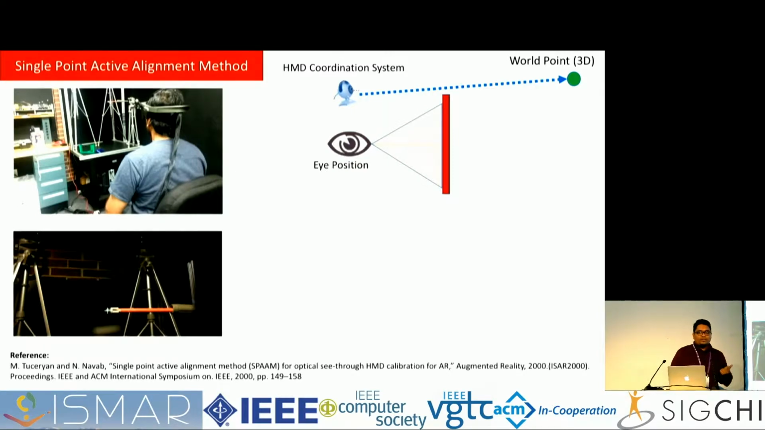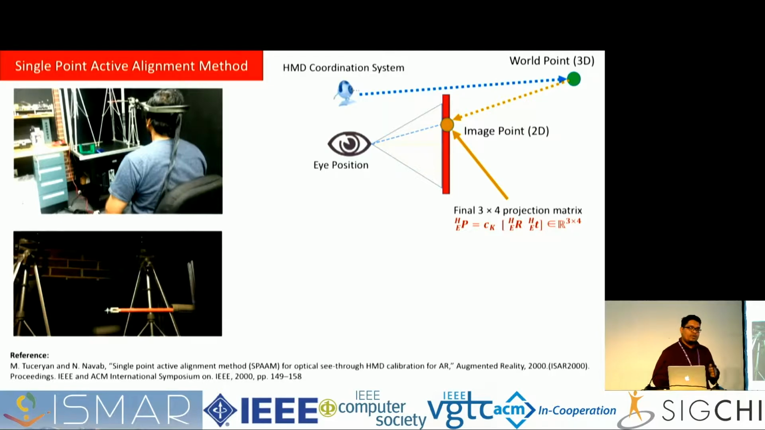So in our study, we have used the most widely used manual calibration method, the single point active alignment method, which is described thoroughly by Tuceryan and Navab in their research paper. The method works in the same manner that I have described earlier. We have an eye-head-mounted model, we have a world point, and through the projection matrix, we have the image point. And we can estimate the user's eye location relative to the head-mounted display. And also, through the estimated eye position, we can evaluate our calibration success.